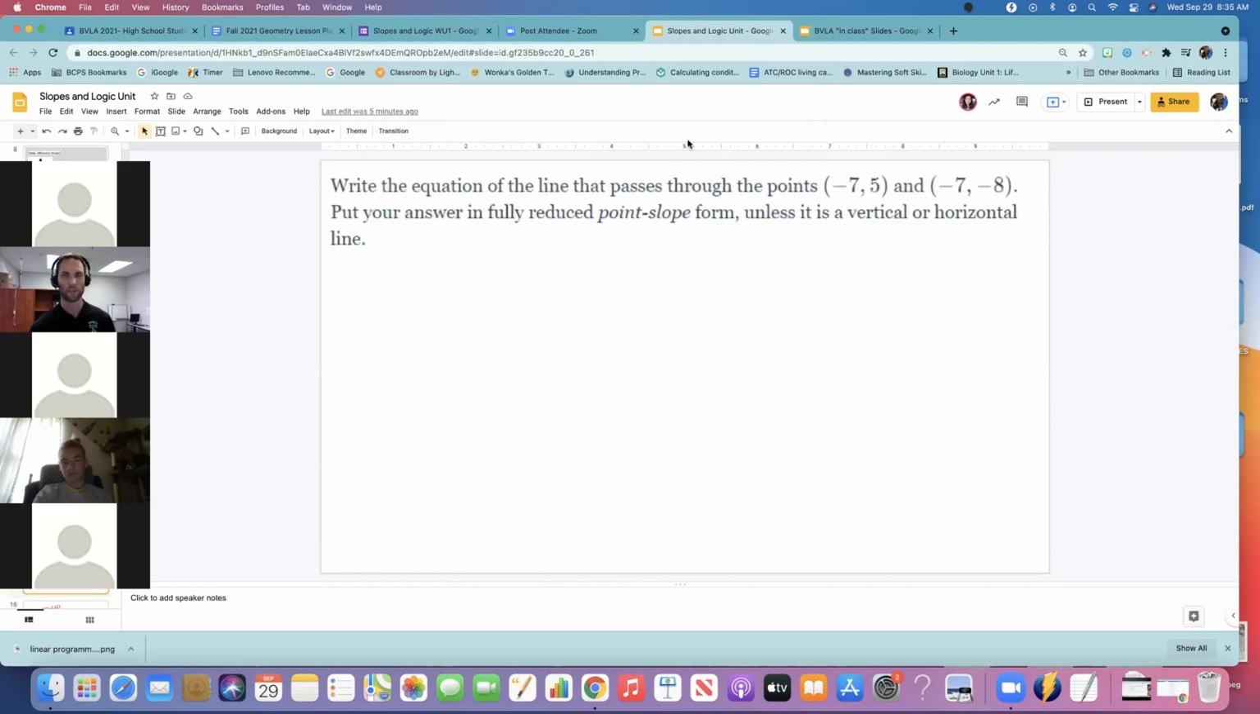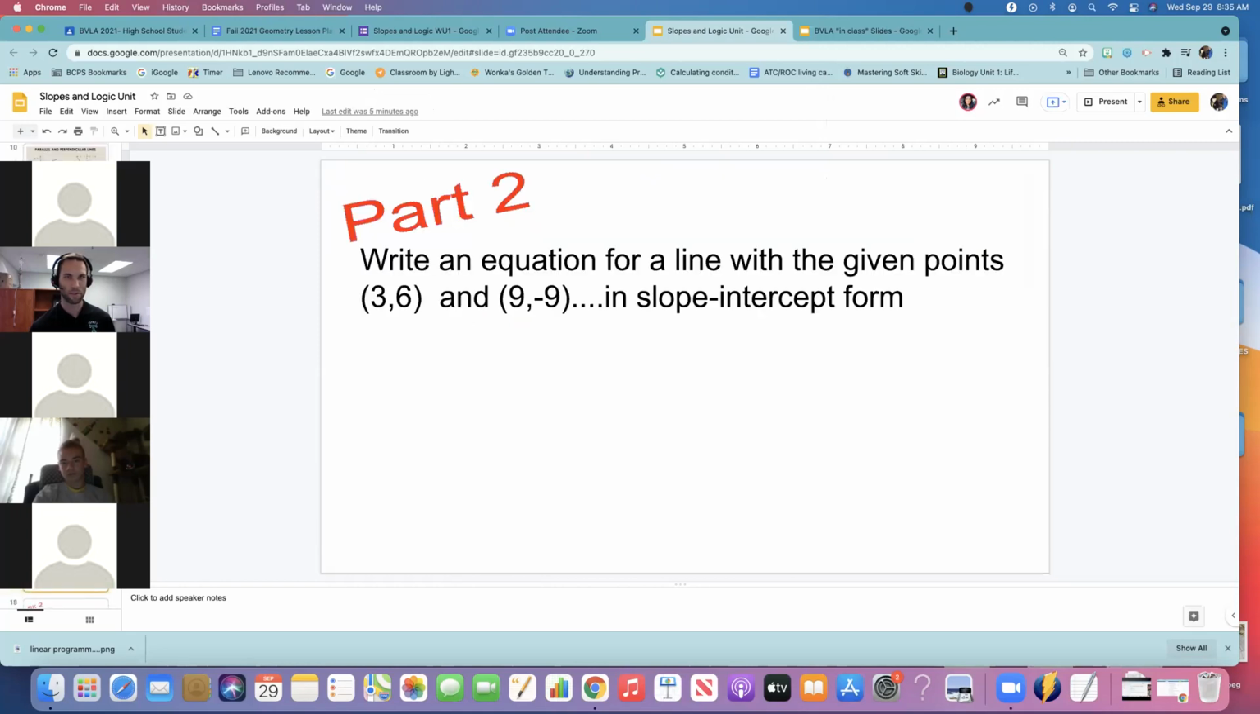All right, let's try it again. Let's try that. Let's do this one. Okay, so write an equation given these points. So find the slope. First part, I'm going to do a slope. Gotta do slope.